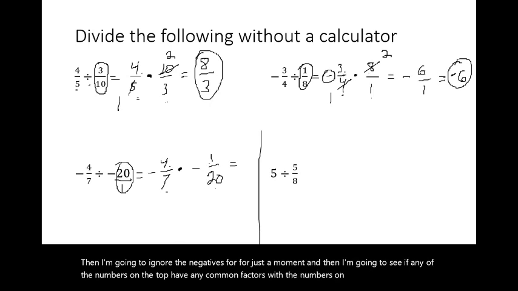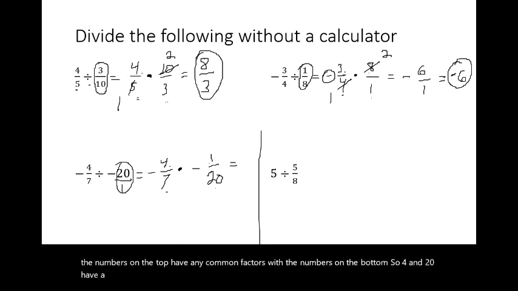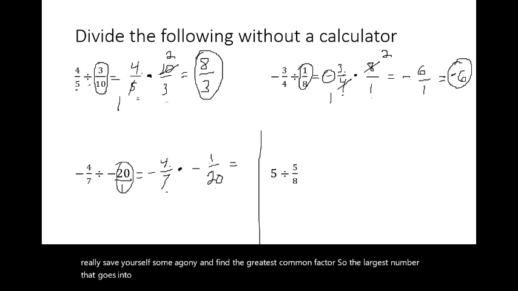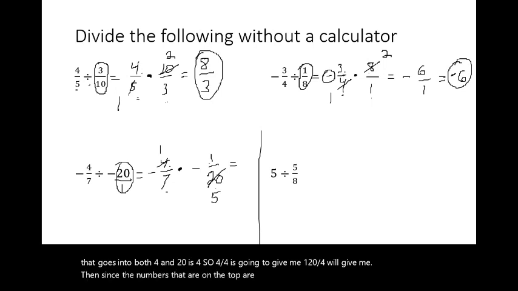So 4 and 20 have a common factor. They're both even, so they have a common factor of 2. But you should really save yourself some agony and find the greatest common factor. So the largest number that goes into both 4 and 20 is 4. So 4 divided by 4 is going to give me 1. 20 divided by 4 will give me 5. Then, since the numbers that are on the top are now 1, now we're ready to multiply.